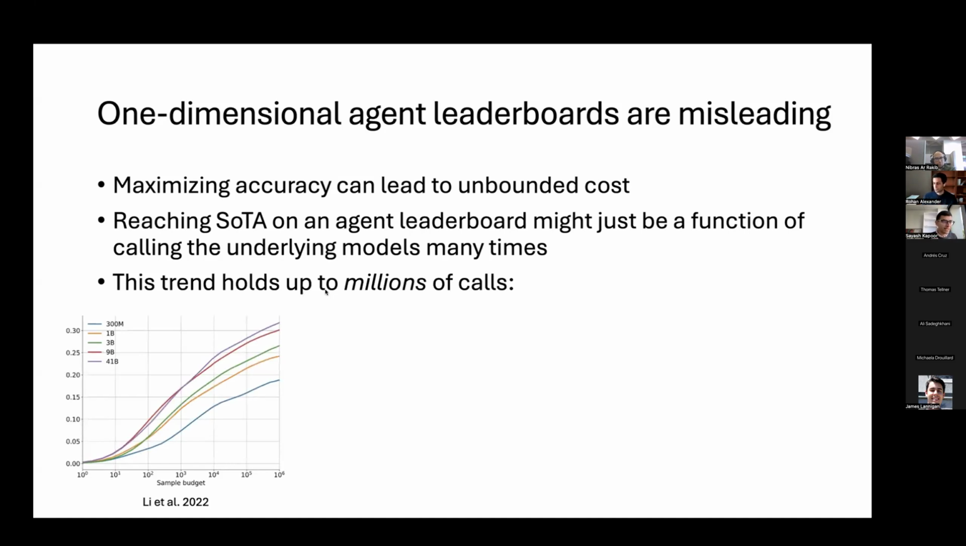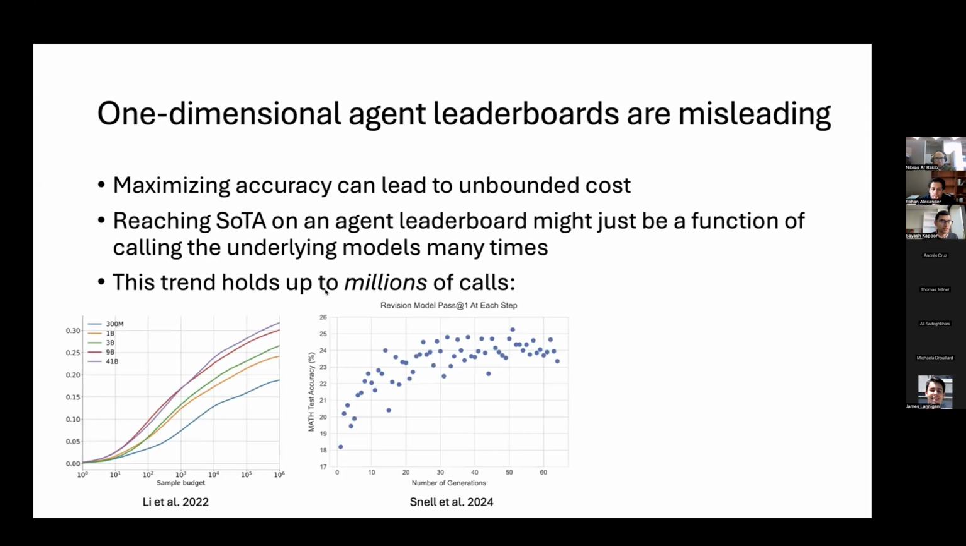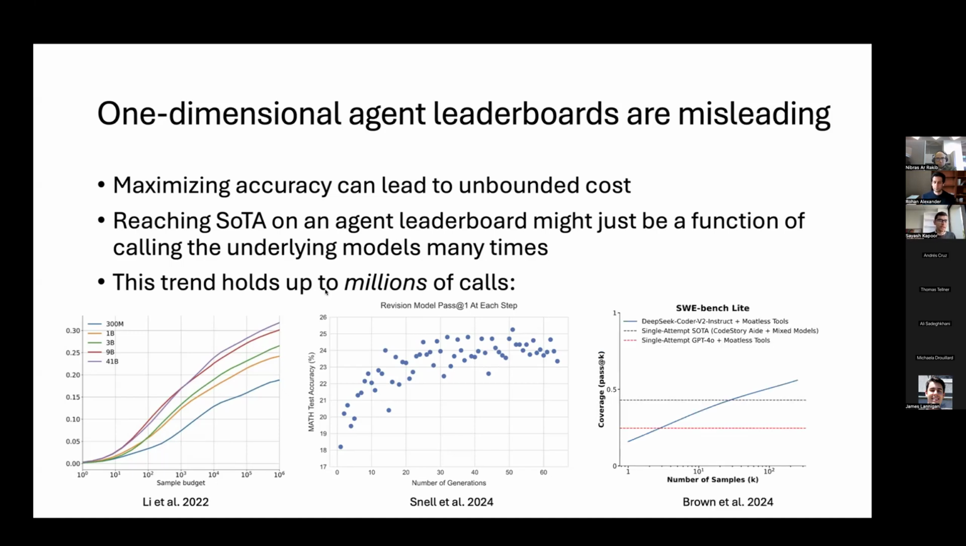So here's the AlphaCode paper that came out of Google in 2022. What they found is that simply increasing the budget, in terms of the number of times you call the model, can lead to increases in accuracy. And this trend continues to hold for up to 1 million model calls. We have also seen similar results in other settings. For math benchmarks, we found that we can increase the accuracy on the test set as we increase the number of generations, though the trend is not quite as clear as it is for the code models. And one of the most compelling pieces of evidence came out of Stanford earlier this year, which showed that we can keep increasing the accuracy on really challenging benchmarks like SWE-bench by simply increasing the number of times we call the model.